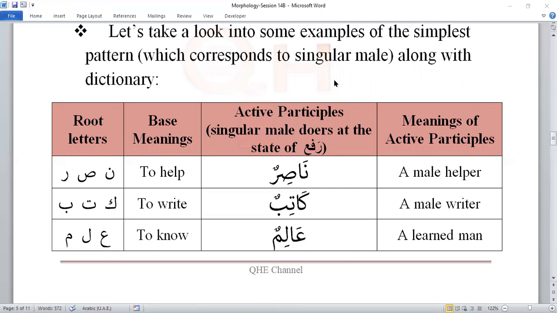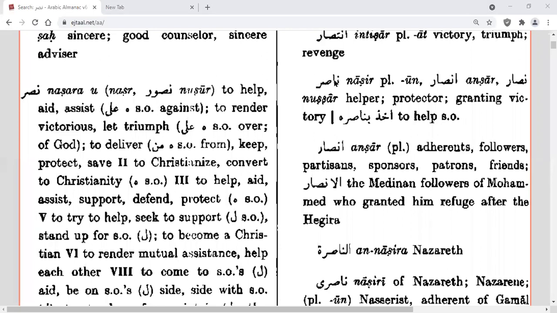Now let's take a look into the dictionary. I have already entered Noon Sod Ra in the dictionary. Noon Sod Ra gives this pattern for the verb, Nasara Yansuru. I mentioned before that whenever we enter three root letters, the first paragraph that starts along with the root letters is related to verbs. Any paragraphs after the first paragraph are related to various kinds of nouns. So for these root letters, what's the base meaning? The base meaning is to help.